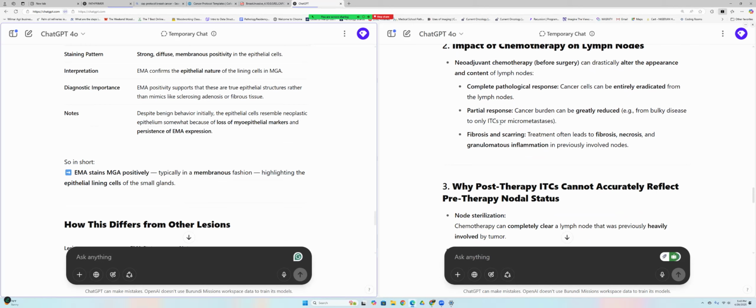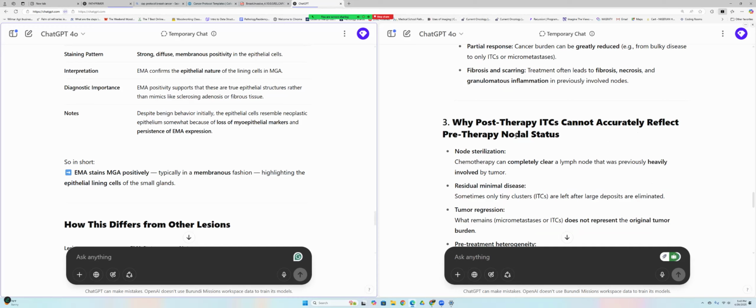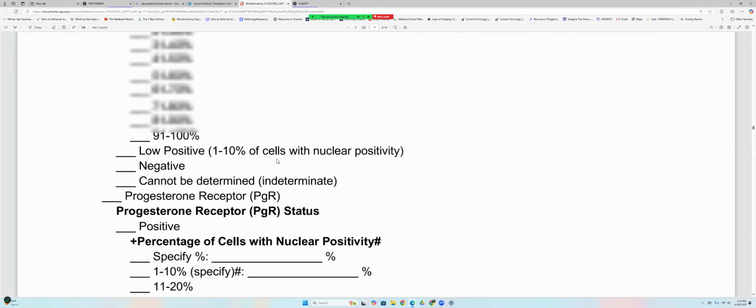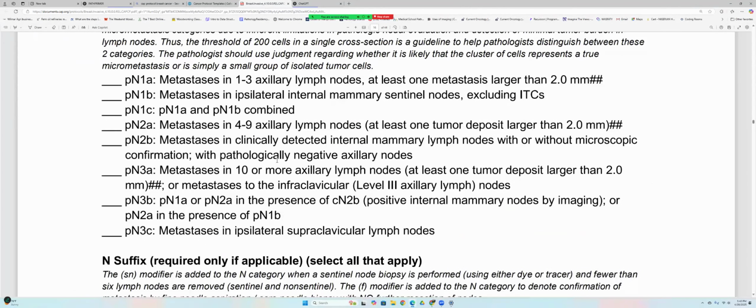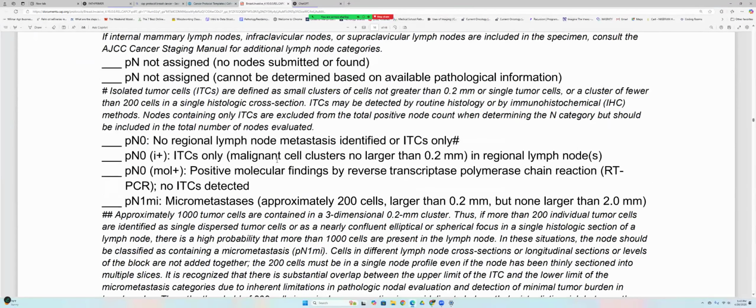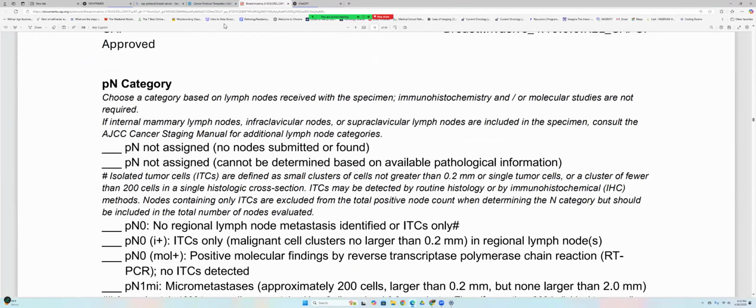How do you define isolated tumor cells or micrometastasis? What's the definition? Isolated tumor cells, how do you define it? Less than 0.2 millimeter. Remember? Is it 2 millimeters? Let me see. Less than 0.2 millimeter.